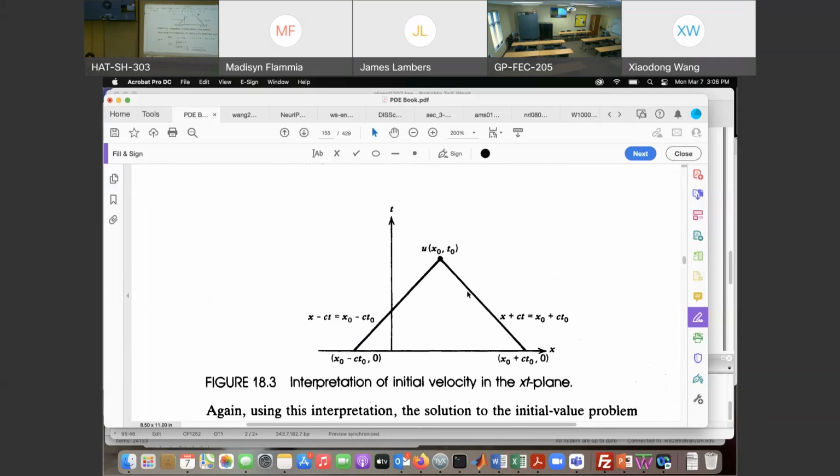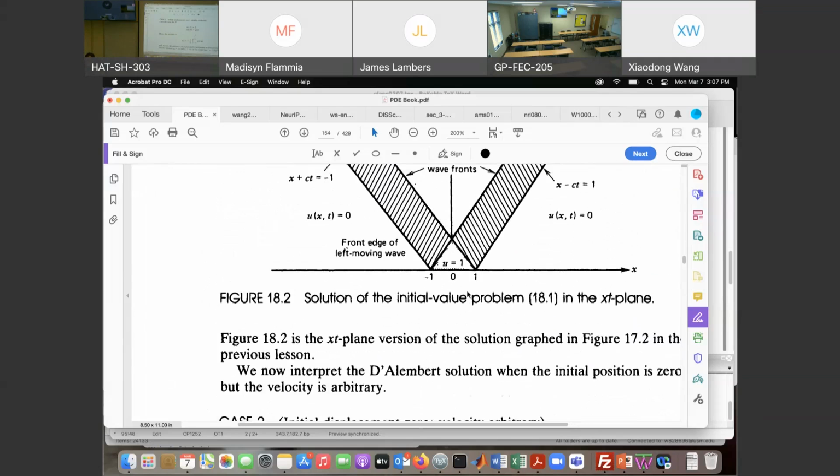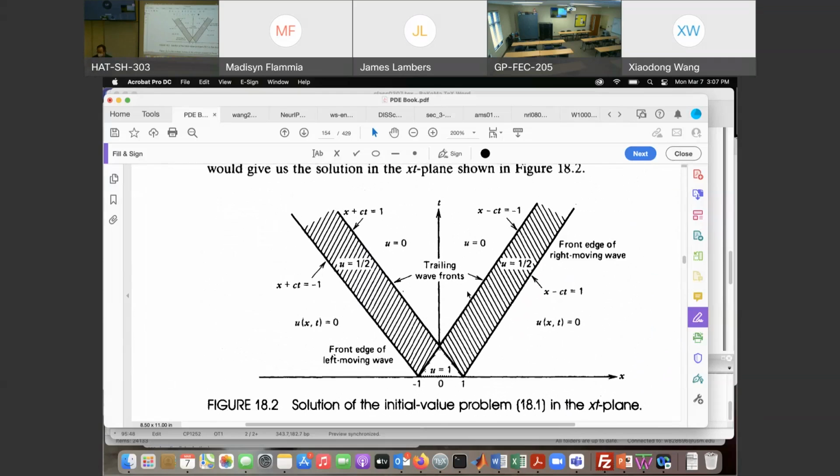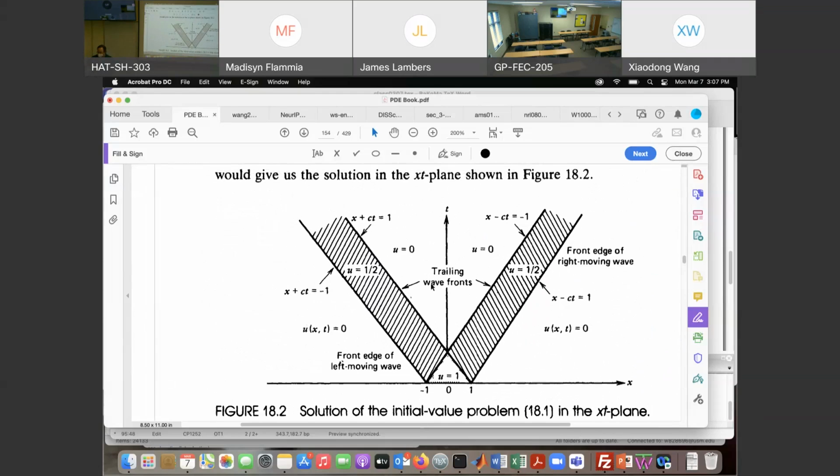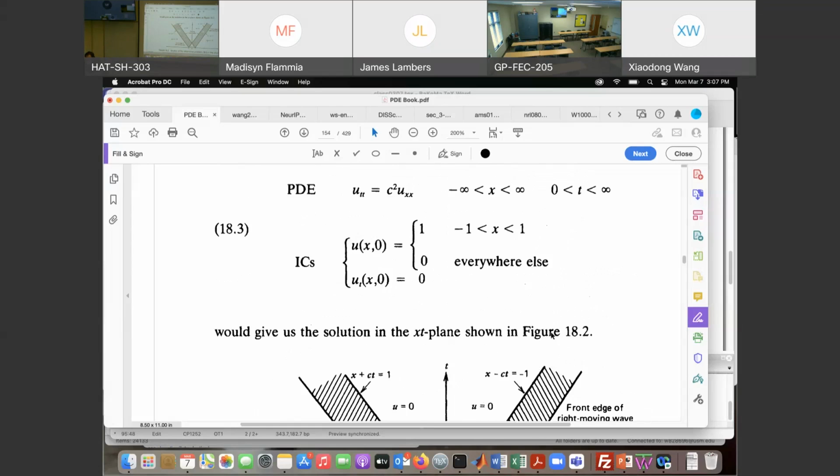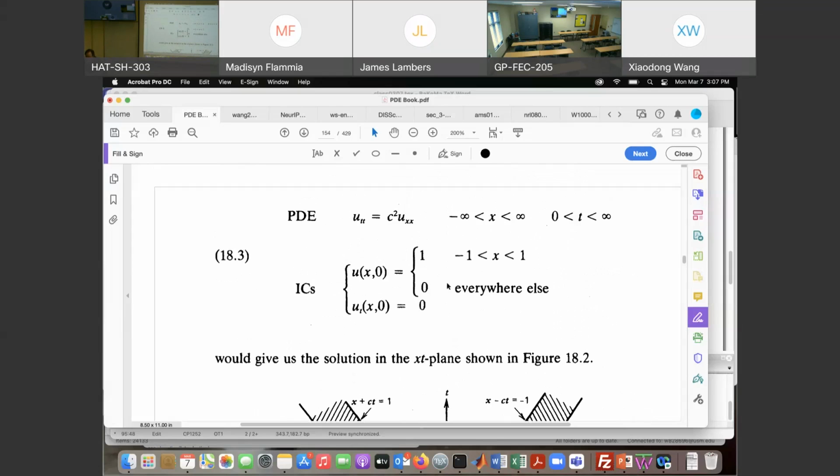So when I was looking at this, I noticed there was a typo in the textbook. For a previous picture where u is non-zero at the initial data and u_t is 0, it says solution to initial value problem 18.1 in the xt plane. That should actually read 18.3. It's this problem right here.